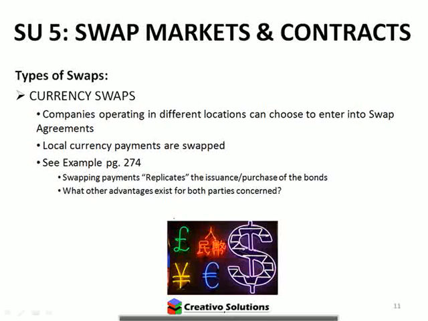Okay. So companies operating in different locations enter into swap agreements because currency can be swapped. And there's a nice example on page 274, which we'll discuss just now, where they're looking at swapping payments, or replicates the issuance and purchase of bonds. Replication means almost like creating it.